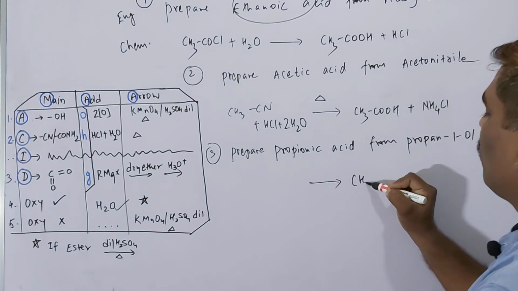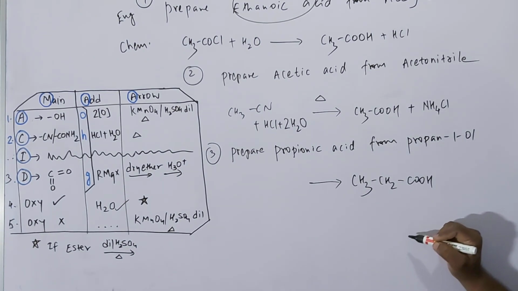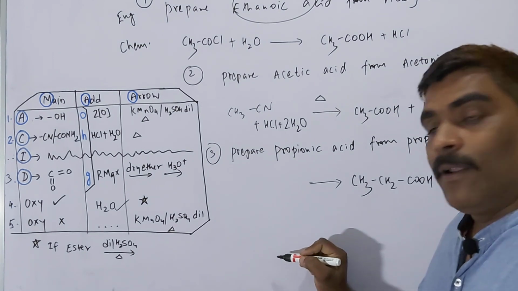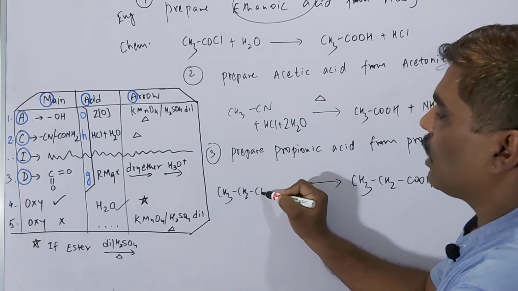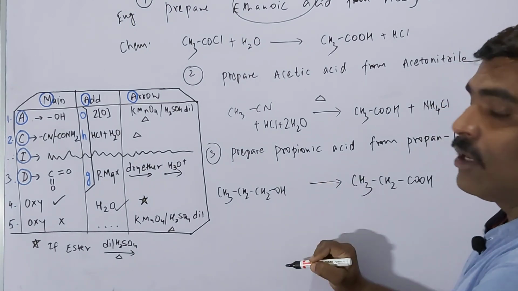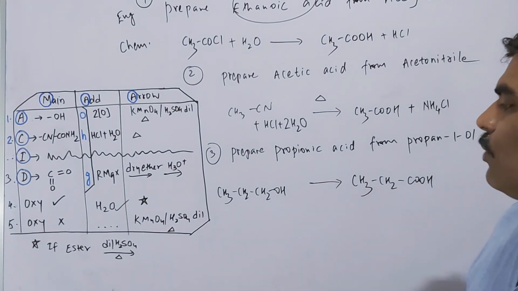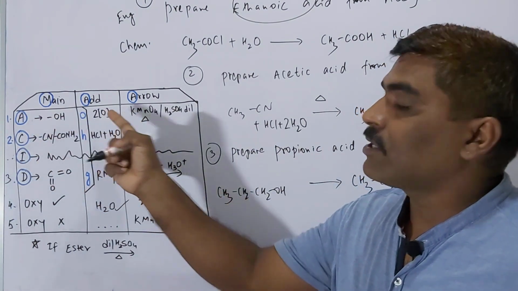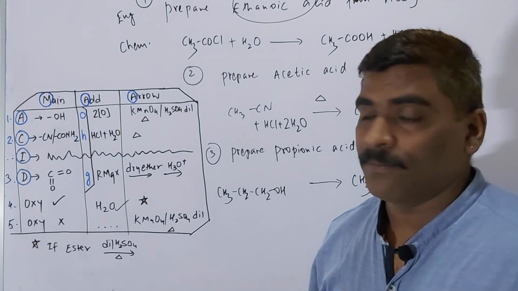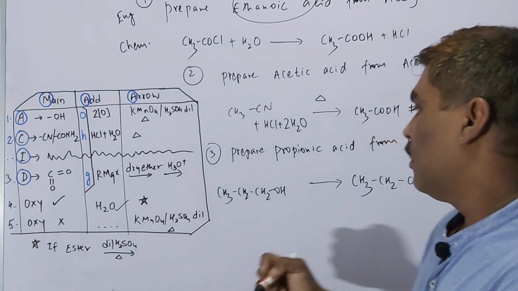Propionic acid, which is CH3CH2COOH. Now propan-1-ol, that is CH3CH2CH2OH. It becomes very simple to understand what we have to add. Alcohol is there. Number 1 method, what are you going to do? Oxidation.